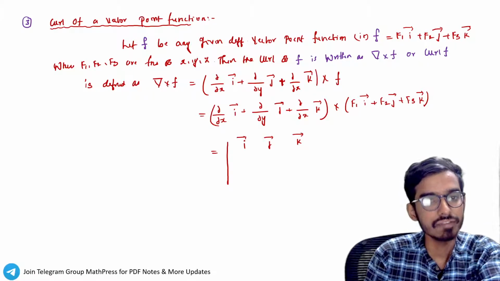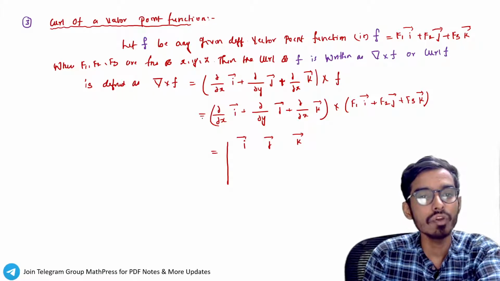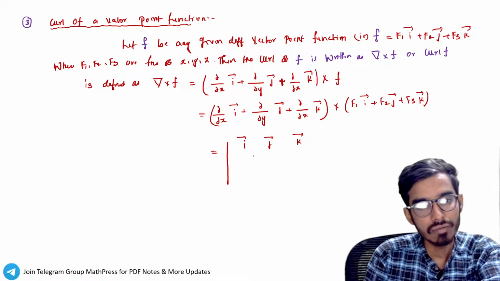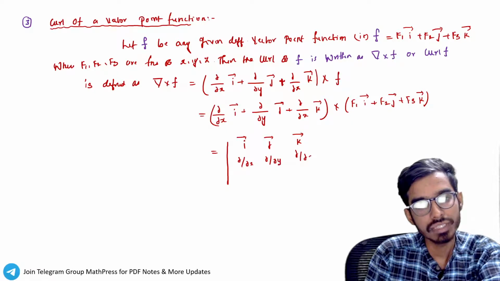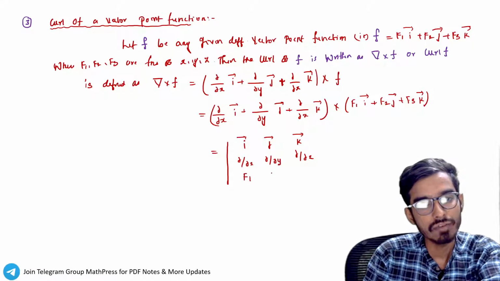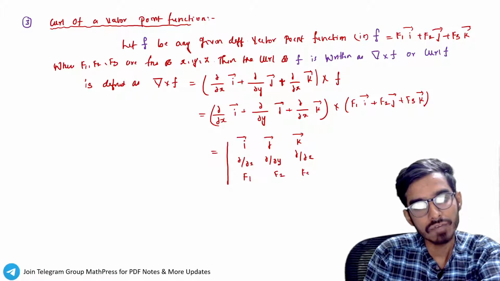So del cross f, right? So what is del cross f? How will you make a cross product? Coefficient of i, j, k for del and coefficient of i, j, k for f, right? So that means del will be dou by dou x, dou by dou y, dou by dou z, because del's ith component is dou by dou x, jth component is dou by dou y, kth component is dou by dou z, and for f it is f1, f2, f3, right?